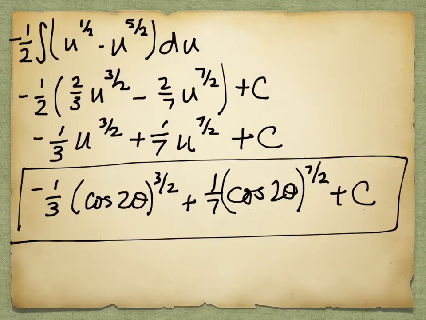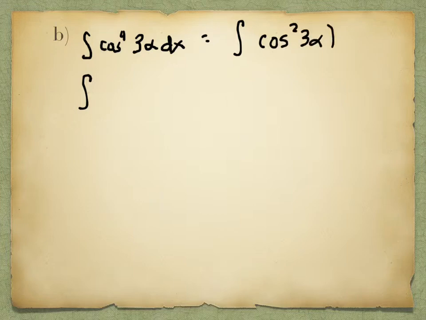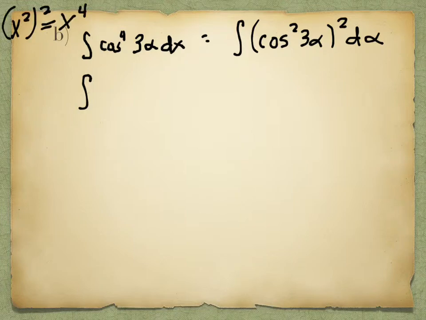So let me move over here. What we're going to do is take this idea, and the thinking, kind of like what Cameron just said, is that this really is cosine squared of 3 alpha, squared. Right? That's what it means to be a power of 4. It means something squared twice. So in other words, x squared squared is x to the 4th, isn't it?